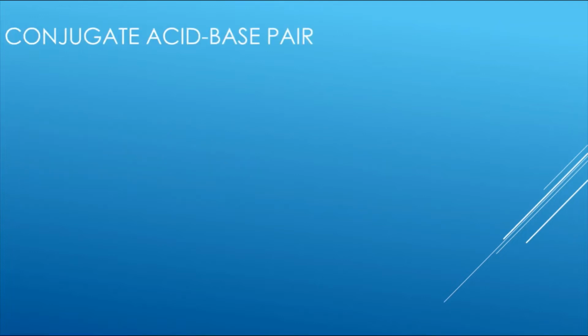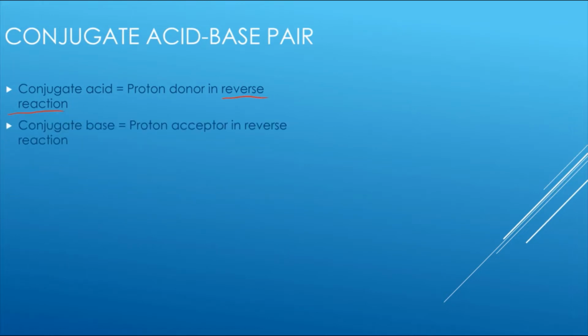So you need to know what a conjugate acid-base pair is. A conjugate acid is a proton donor in the reverse direction, the reverse reaction essentially, and a conjugate base would be the opposite. It's a proton acceptor in the reverse reaction. It's going to be much easier if we go through an example.